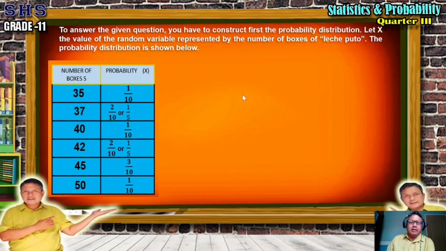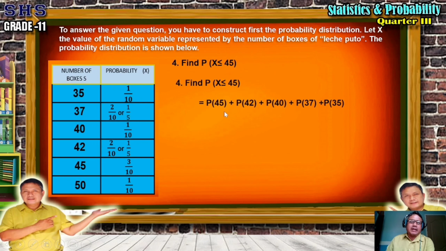How about example number 4? Find P of X is less than or equal to 45. So again, kasama si 45, ano po yung mga value na mas mababa sa kanya? So we have 42, 40, 37, and 35. Yun po yung mga hahanapan natin. Okay, i-add lang po si P of 45, P of 42, P of 40, P of 37, and P of 35. Again, substitute the corresponding probability.